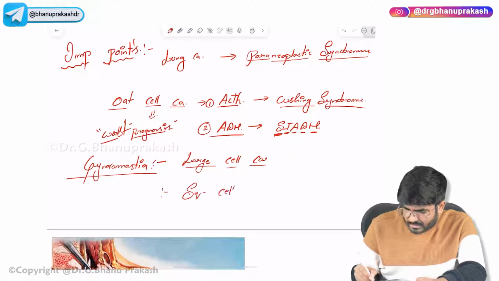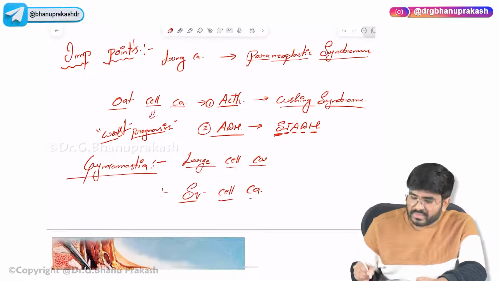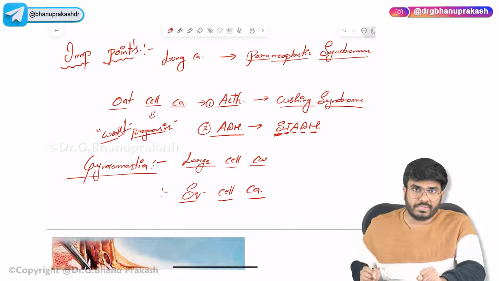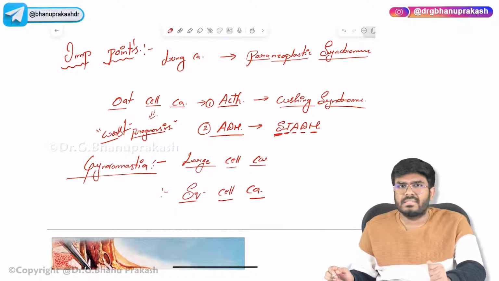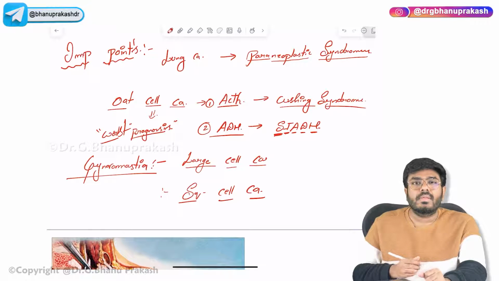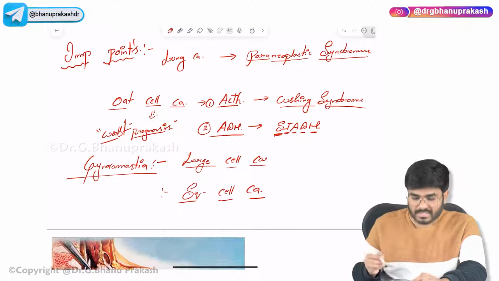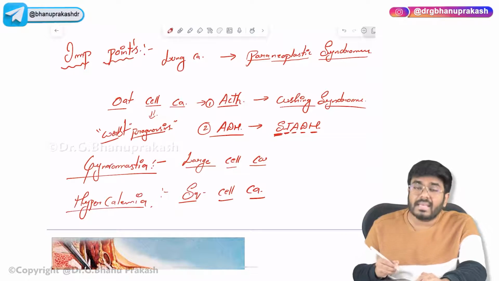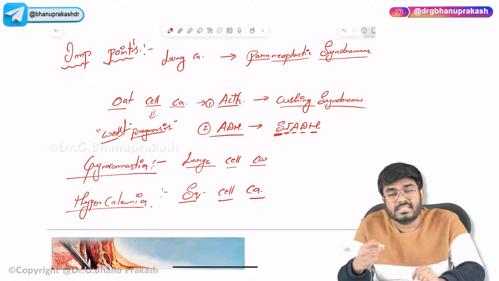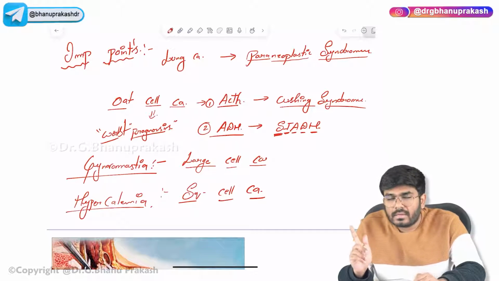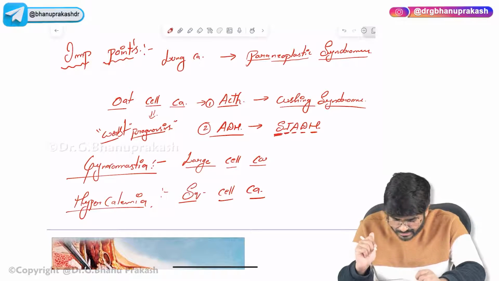Next, squamous cell carcinoma. What is the important point about squamous cell carcinoma? It's not gynecomastia. This is a recent NEET PG MCQ, asked I think 6 months back. Squamous cell carcinoma is associated with which paraneoplastic symptom? It is hypercalcemia. Okay, hypercalcemia, increased blood levels of calcium. See, this is one very important condition. Squamous cell carcinoma is associated with hypercalcemia.